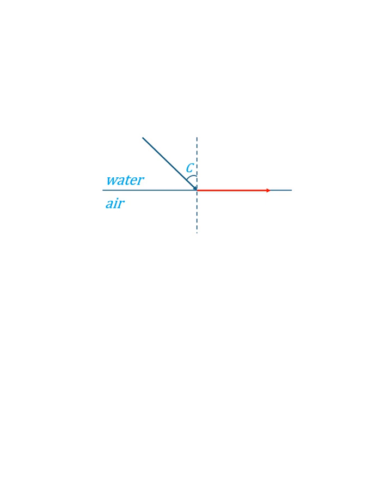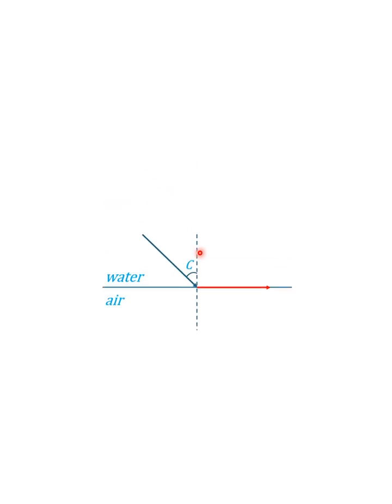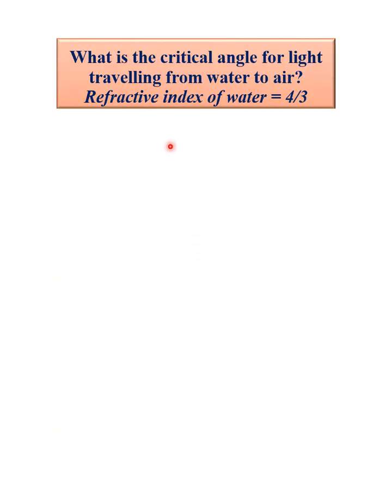If you studied physics, you will definitely be familiar with what is going on here. Now, let us go back and see what gave rise to this figure. We have a question here that says, what is the critical angle for light traveling from water to air? The refractive index of water equals 4/3.